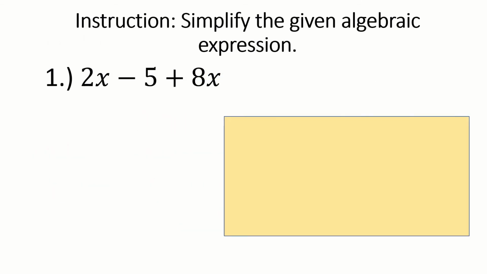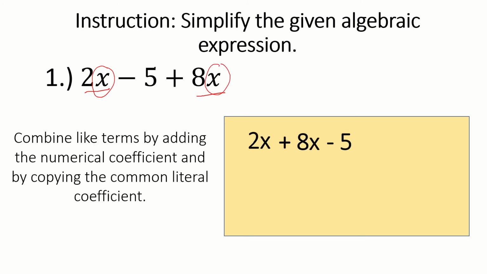So let's have an example. The instruction is just to simplify the given algebraic expression. Of course, the first step would always be to identify the like terms in the expression. So this is our given from our previous video. You have 2x and 8x as our like terms because they have the same literal coefficient, which is x.